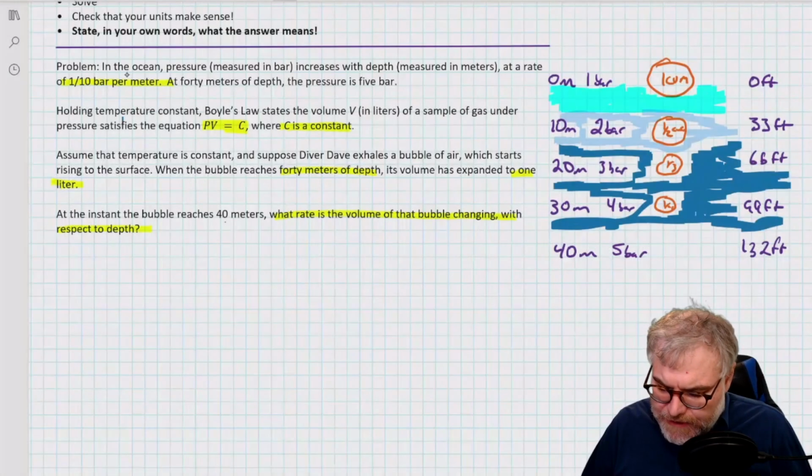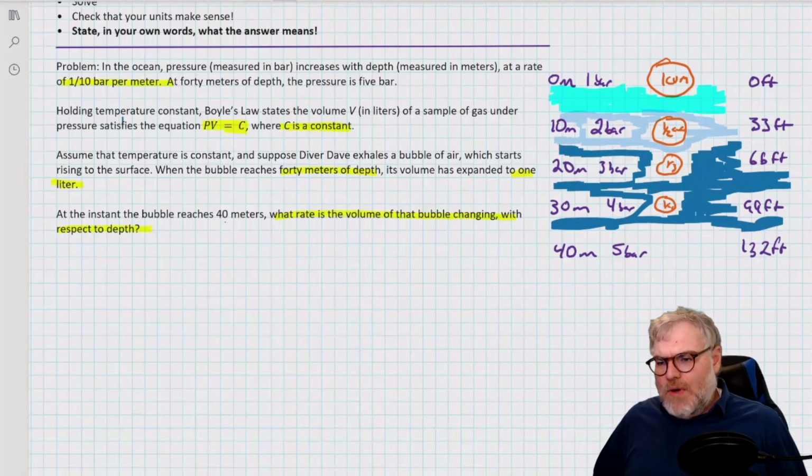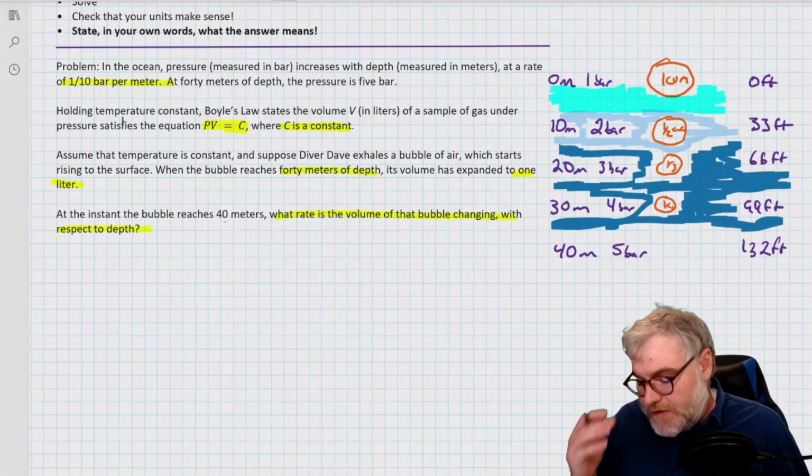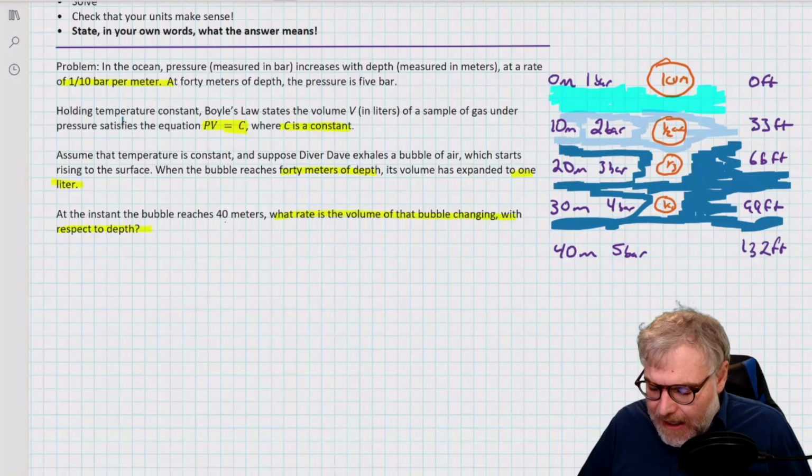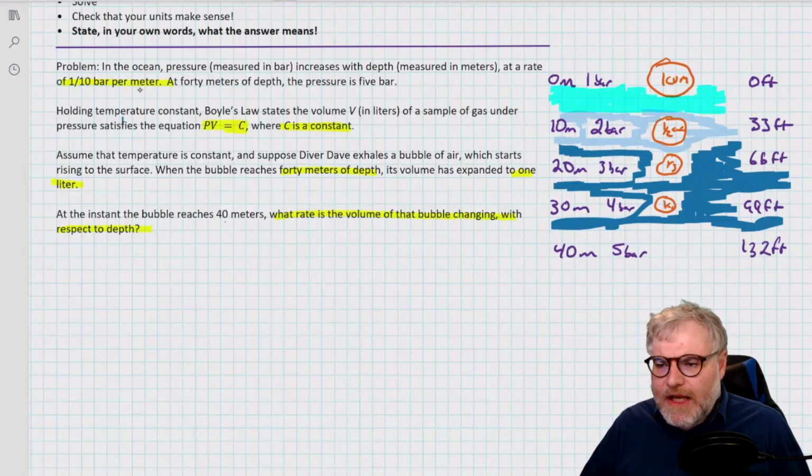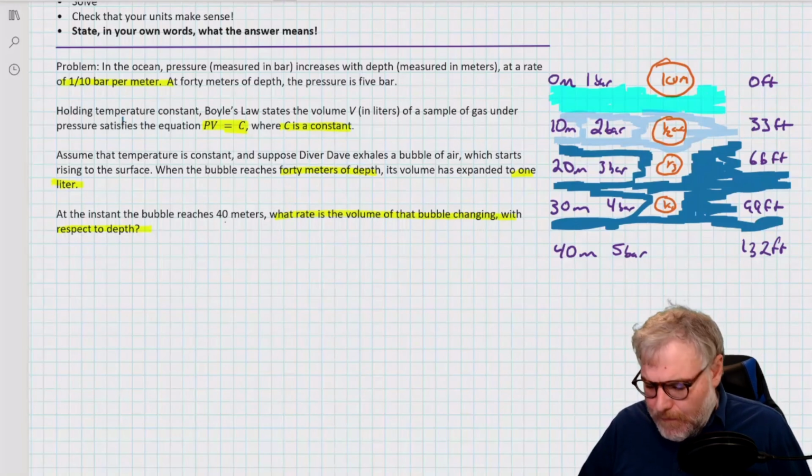So in the ocean, pressure, I'm going to measure it in bar. You can measure it in atmospheres. It actually comes out to be about the same thing. Increases in depth, which I'm measuring by meters. And the rate of the change is 1/10 of a bar per meter. Okay, so every 10 meters I go down, I get another atmosphere of pressure, another bar of pressure. At 40 meters of depth, the pressure is going to be 5 bar.